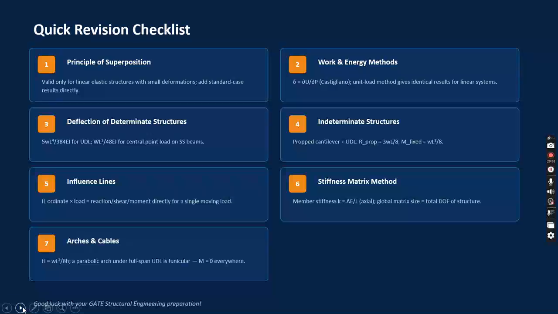These are the topics you have gone through today, and by the next class we will finish the structural engineering syllabus. Later we can go for geotechnical engineering. Okay, thank you.